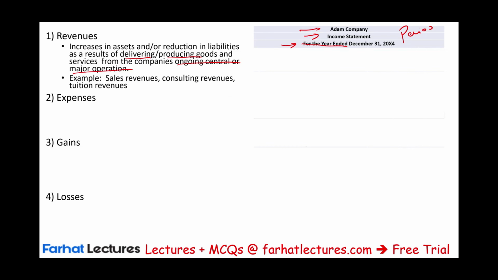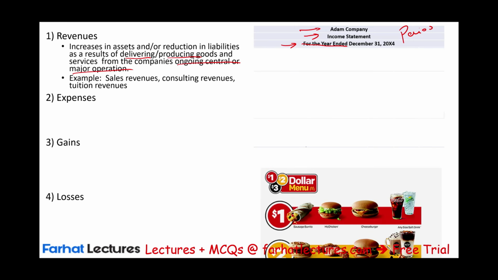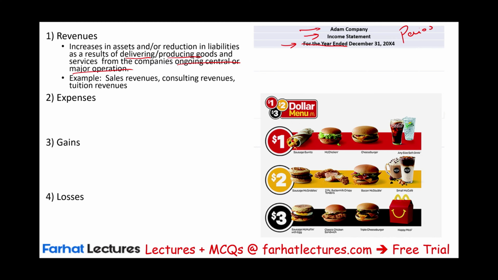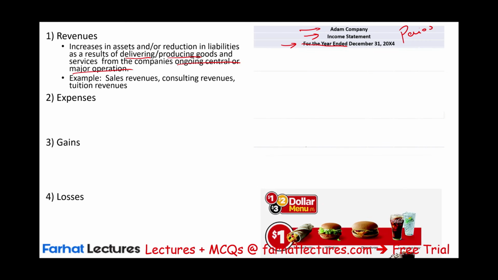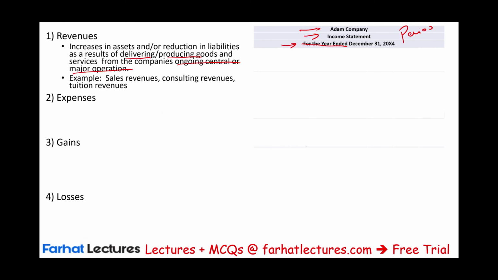What could be some examples? Well, most companies sell something. If they sell goods, it's sales revenue. Consulting companies provide consulting work. They have consulting revenue. Universities provide tuition revenues. For example, Farhat Lectures, my revenue is your subscription revenue. So this is the revenue. Now, for example, a company like McDonald's, what's their revenue? Usually it's the burgers, the fries, the meals, that's their revenue. So the first thing on the income statement is we list the revenues.